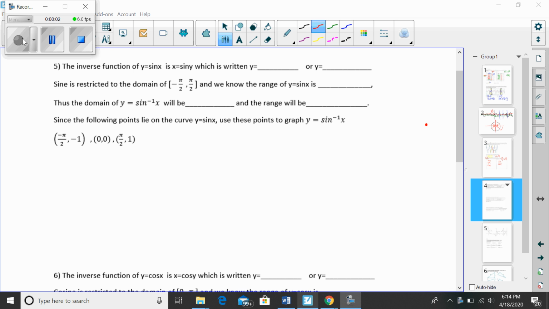So now that we've gotten a handle on what we have to restrict the domain to for each of our six trig functions, and also we understand why we have to restrict the domain in order to create the inverse trig function, now we're ready to sketch some graphs of these functions. So the inverse function of y equals sine x.